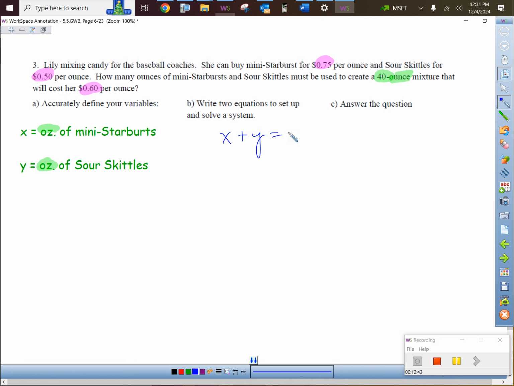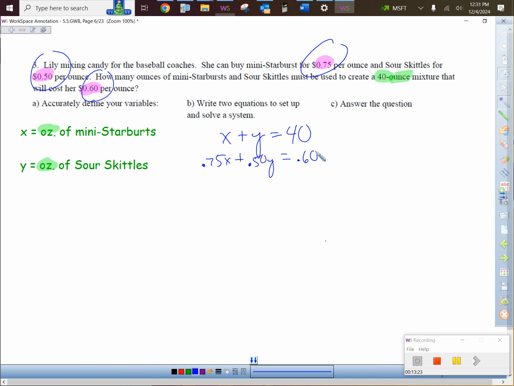How do you feel about x plus y equals 40, right? And then they are mixing stuff together. It just doesn't have percents. It's the money, right? Could you tell me out of these three, which two of them get mixed together? The high and the low will always get mixed together, because don't they form something in between? So mini Starbursts, what do they cost? 75 cents? Yeah, so 0.75x. And then 50 cents for the Skittles. And that should add up to 60 cents, right?